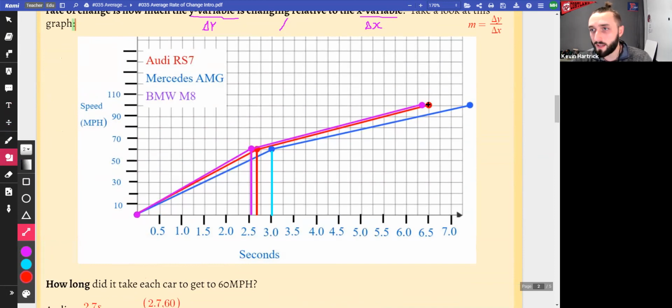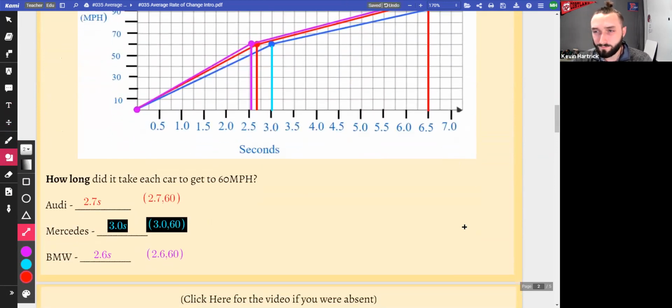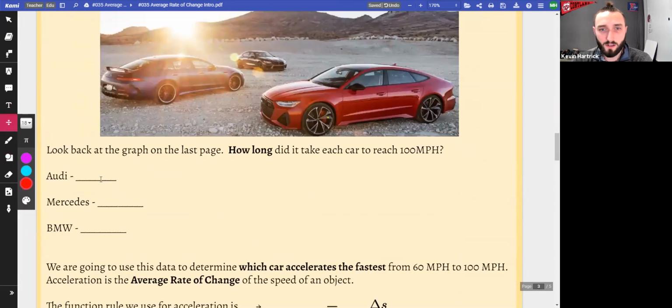Well, the Audi's right here. The red looks like it took 6.5 seconds. Okay, so 6.5 seconds goes here. And again, we're going to put it in a point, a coordinate, because the output is 100, and we're going to need that output. We're going to need that Y value in order to do our calculations.